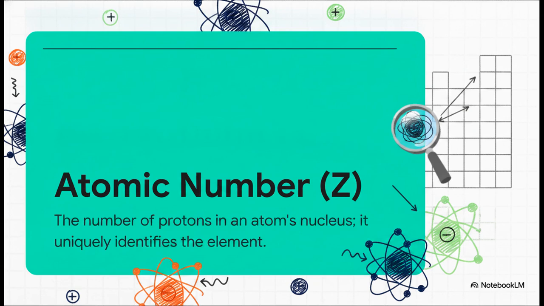Well, the atomic number, represented by the capital letter Z, is literally the absolute fingerprint of an element. It's simply the total number of protons located right there in an atom's nucleus. Every single element on the periodic table has a completely unique atomic number. And remember what we said about electrical neutrality? Because atoms strive for that balance, in a neutral atom, this Z value perfectly equals the number of orbiting electrons too.